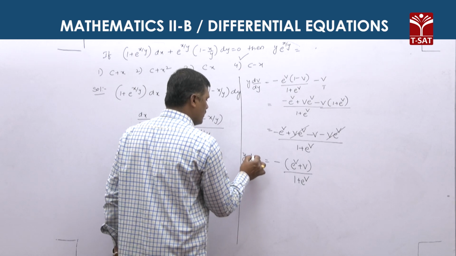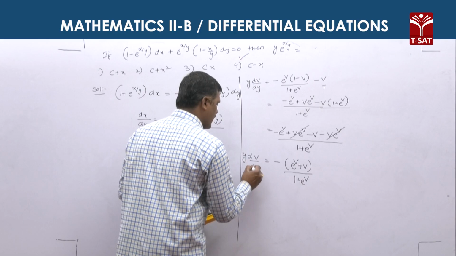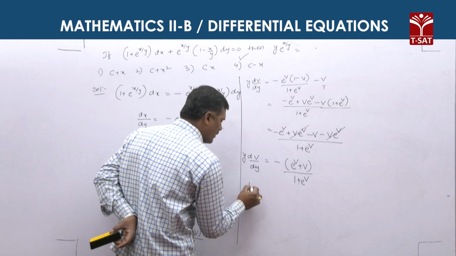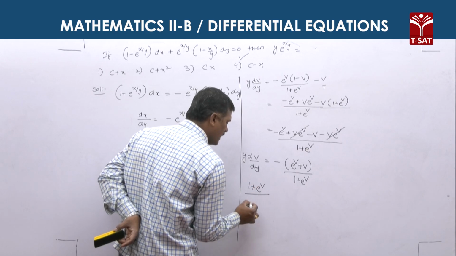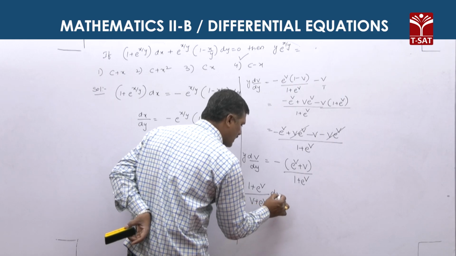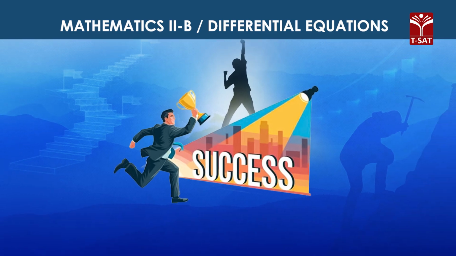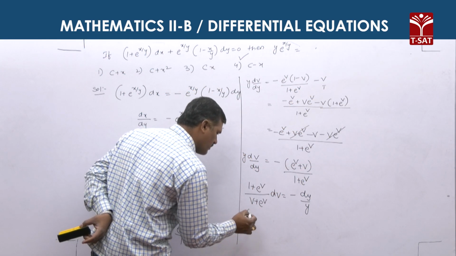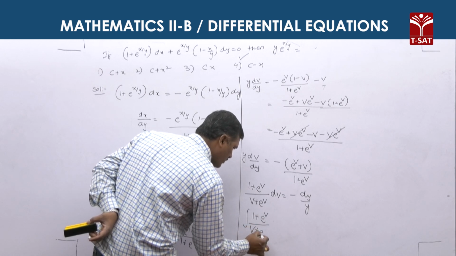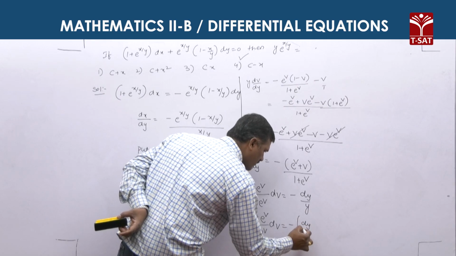y into dv by dy. Now we have variables separable: 1 plus e power v by v plus e power v into dv is equal to minus dy by y. Now integrating after variable separation, the integral of 1 plus e power v by v plus e power v into dv is equal to minus the integral of dy by y.